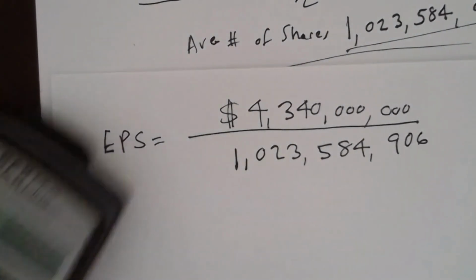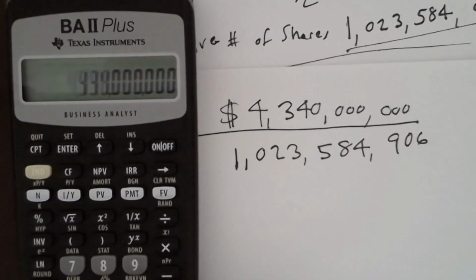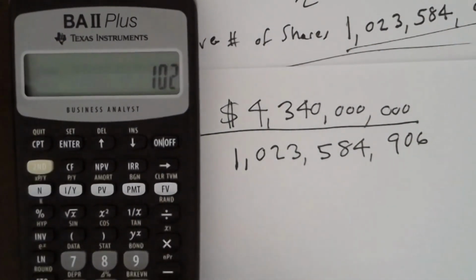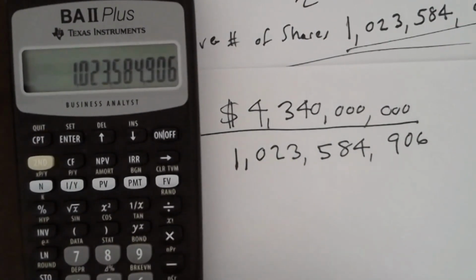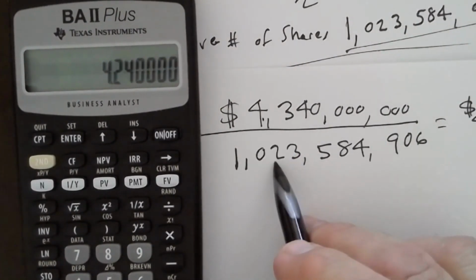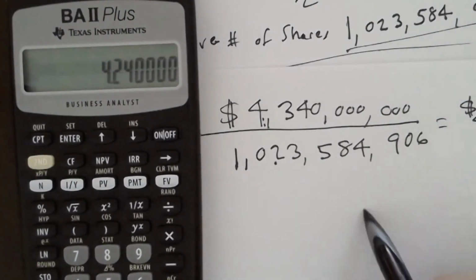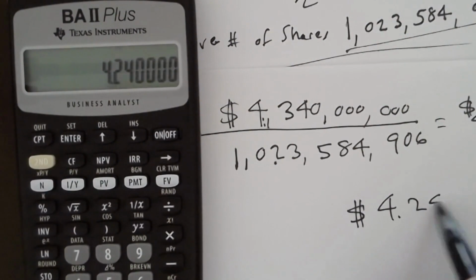And let's go ahead and do our division. So I'm going to use the calculator again. 4,340,000,000. Make sure you get all the zeros in there. Divide by 1,023,584,906, and that gives us a total of 4.24. And this is in dollars because it's dollars per share. There's dollars up here, number of shares here, so our earnings per share is, in this case, $4.24.